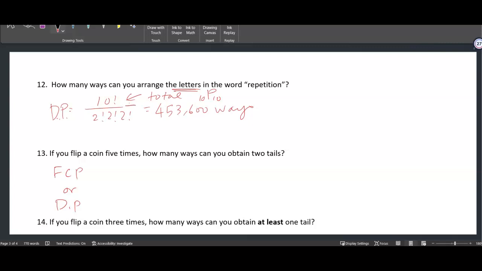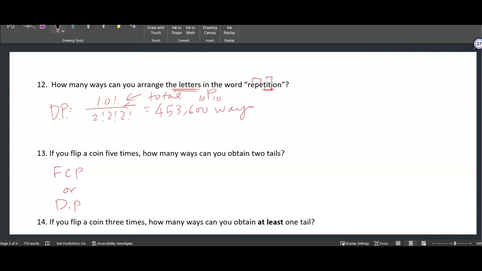Then we use division to take away the 2 E's, where order doesn't matter here, and the 2 T's, where order doesn't matter. So 2 factorial for the 2 E's, 2 factorial for the 2 T's, and another 2 factorial for the 2 I's in the word repetition. When you enter that all into the calculator, 453,600 ways should be the answer. Hopefully I didn't copy the numbers from the decimal wrong.